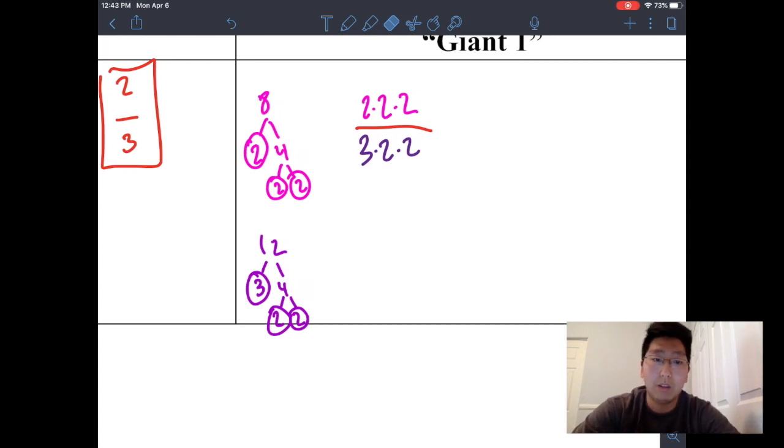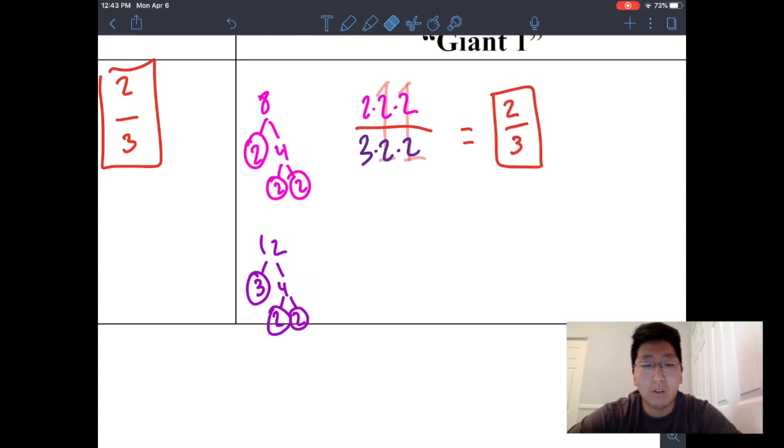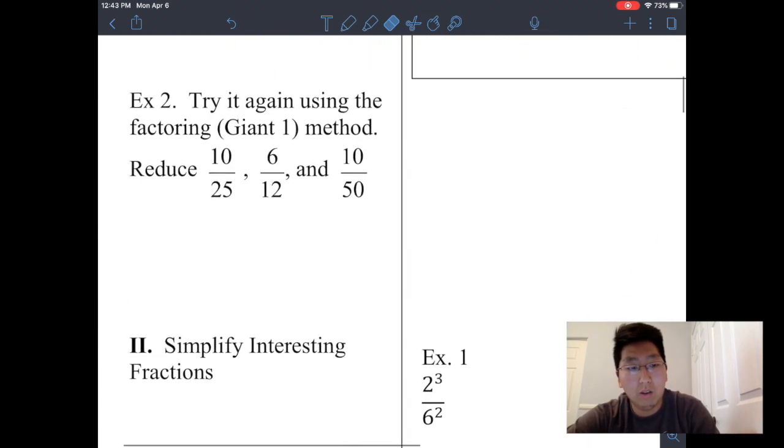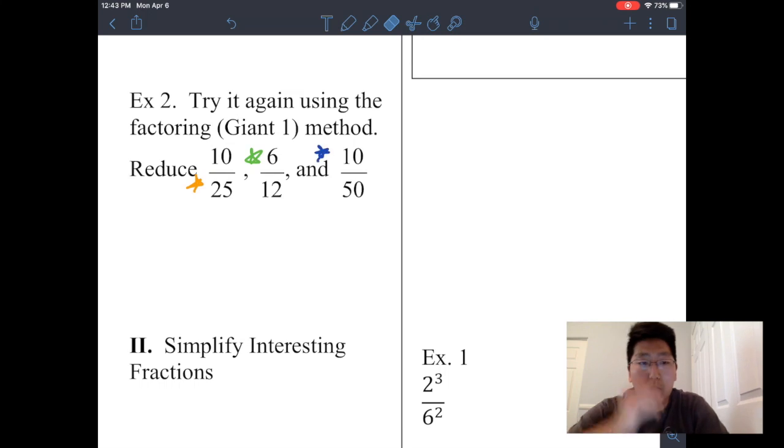Okay, so what we did was we took 8 and 12 and broke them up into smaller numbers. And now we can create giant 1s. So here, we're going to take 2 divided by 2, create a 1, and 2 divided by 2, create a 1. And so now we can reduce, and we know that it's going to equal 2/3, because 2 times 1 times 1 is 2, and 3 times 1 times 1 is 3. Okay? So this is the way we're going to be factoring. Here's a couple more examples. So we're going to use orange, green, and blue to represent these 3.